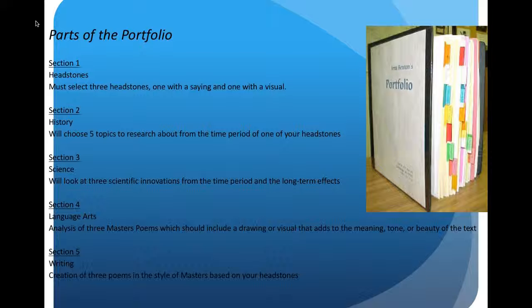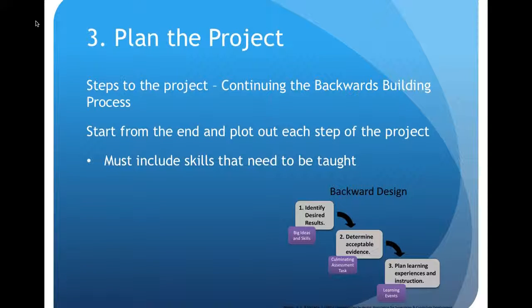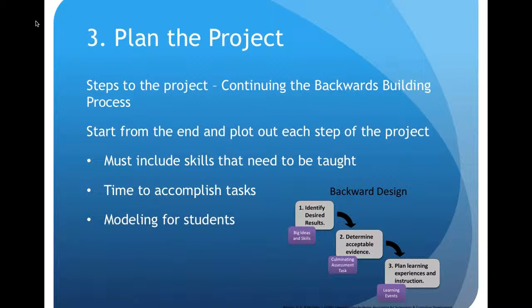So I have to start building then what that's going to look like. So again, I'm using the backwards building process as you see here, starting from the end. And then I have to figure out 3 things. I have to figure out what skills have to be taught, how much time I am going to give to each of these tasks, and then lastly, I'm going to model for students what I want them to do.